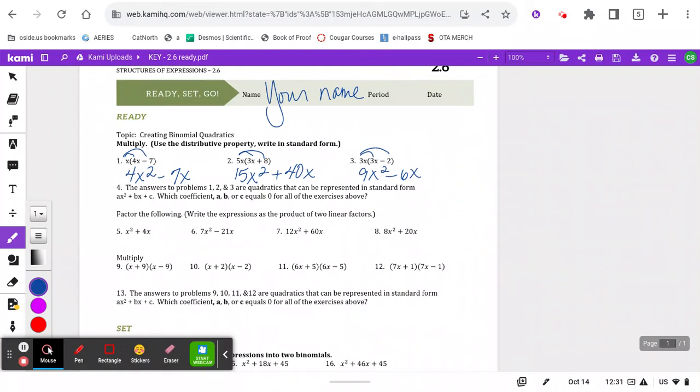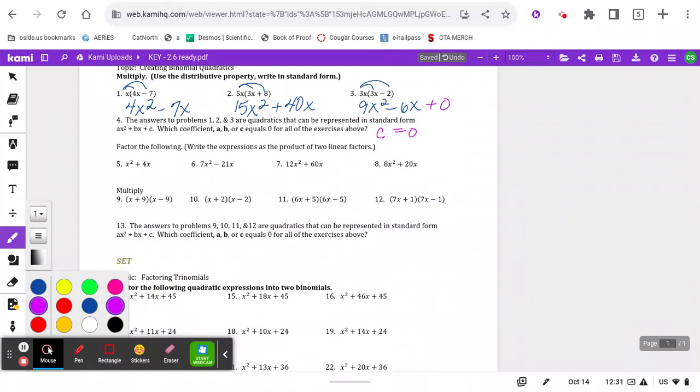The answers to problems 1, 2, and 3 are quadratics that can be represented in standard form. Which coefficient equals 0 for all of the exercises above? So c equals 0, meaning there's nothing here at the back in each. Now, on the next ones, write the expressions as a product of two linear factors. Here's where we're being asked to go backwards.